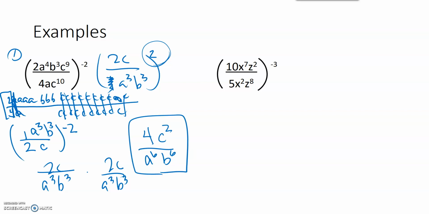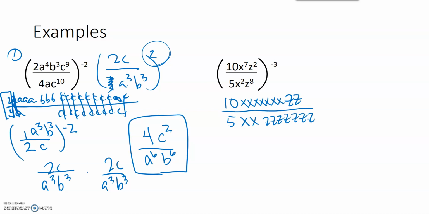Same idea. So I have 10. I'm going to write it all out and simplify the inside part first. X to the 7th, 7 x's, and 2 z's over 5 with 2 x's, 4, 5, 6, 7, 8 z's. We cancel anything over itself. X's cancel, and then 2 of those z's cancel.